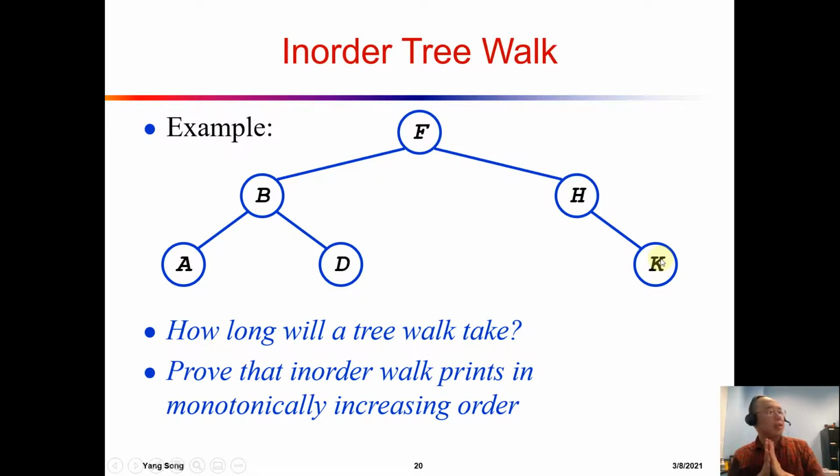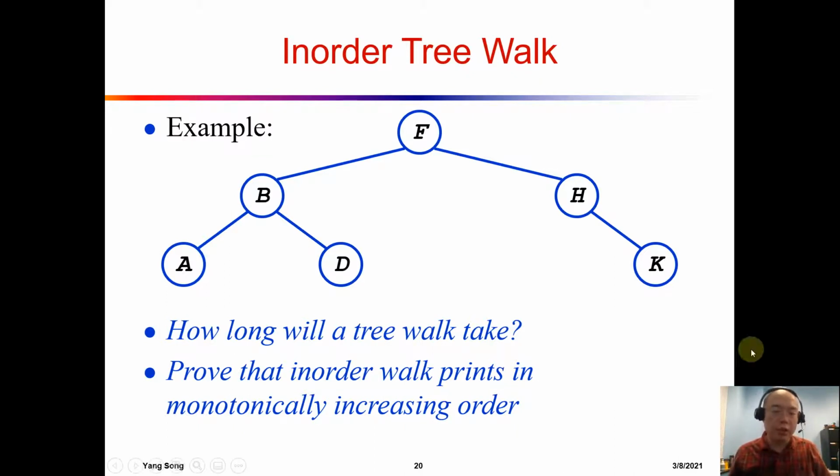Okay, so the next question I want to talk about is how long will a tree walk take? Well, you may have this feeling. The feeling is we are touching each of the nodes once. We are only printing the value of each node once, right? So if we have n nodes in the tree, what does this mean? This means a tree walk will take Theta(n) time, right? Precisely, we are visiting all the nodes and printing the value once. So that is a Theta(n) algorithm.